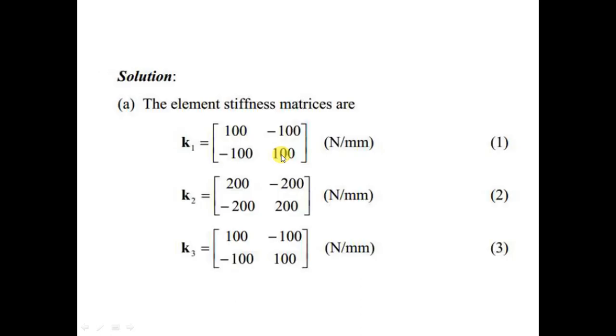Firstly we will start with the stiffness matrix. We have already learned how to write the stiffness matrix. For element 1, it is K1, minus K1, minus K1, K1. K1 is given as 100, so it is 100, minus 100, minus 100, 100. This is for element 1. In the same way for element 2, K2 is 200, so we put 200, minus 200, minus 200, 200. For element 3, it is 100, minus 100, minus 100, 100. These are the three stiffness matrices.